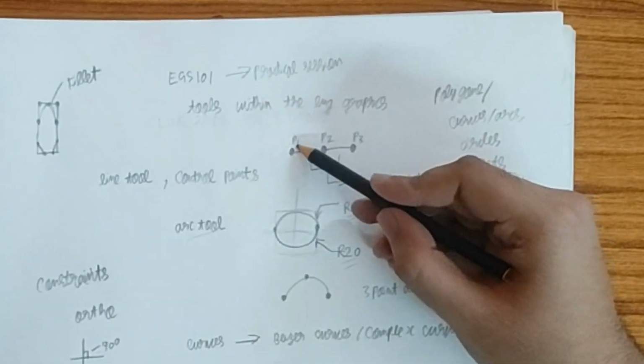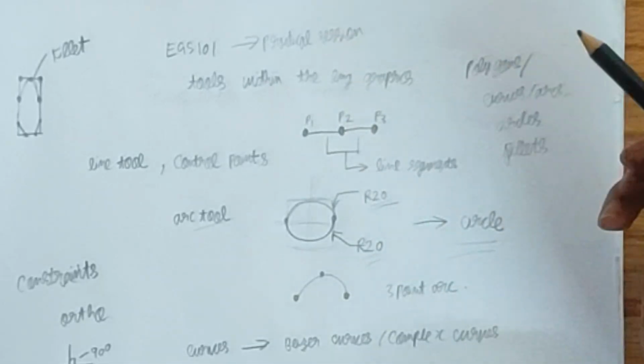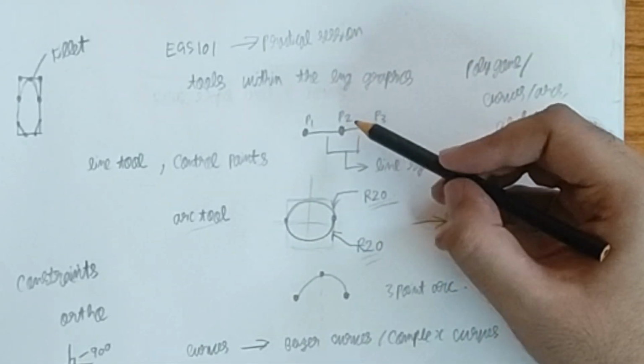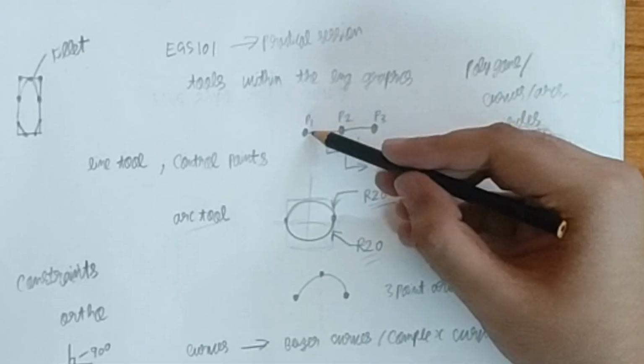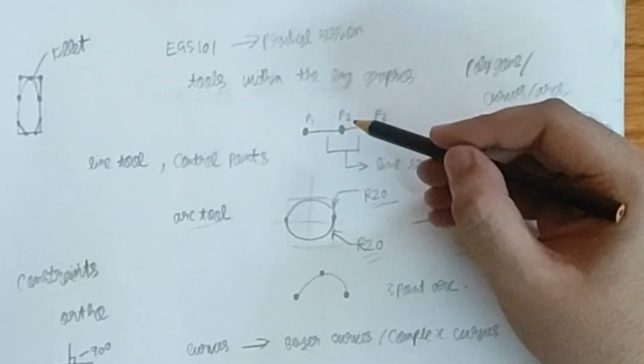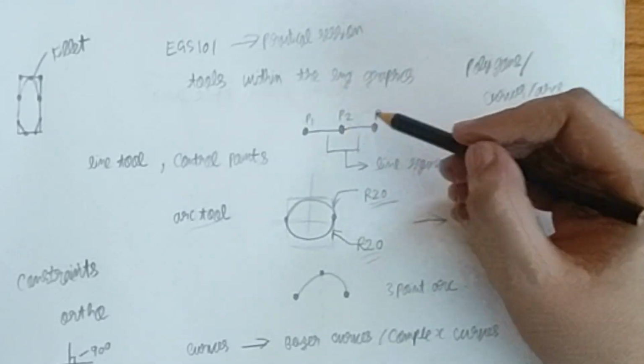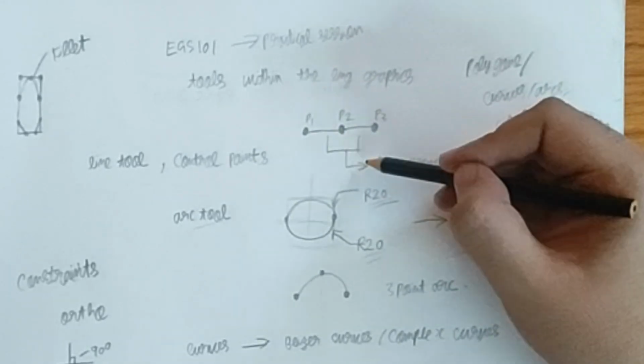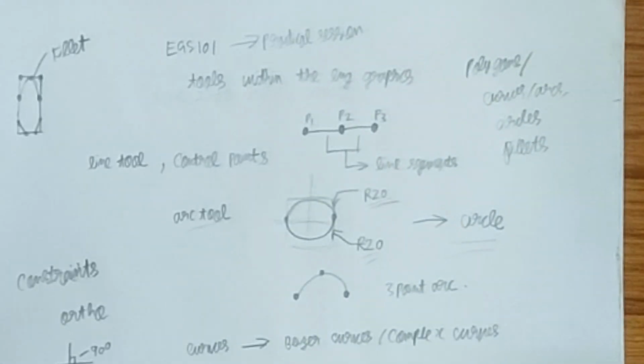So here we have three control points, P1, P2, and P3, and we have put P2 between P1 and P3 as the midpoint. P1 and P2 make one line, and P2 and P3 make another line. So these two are line segments.